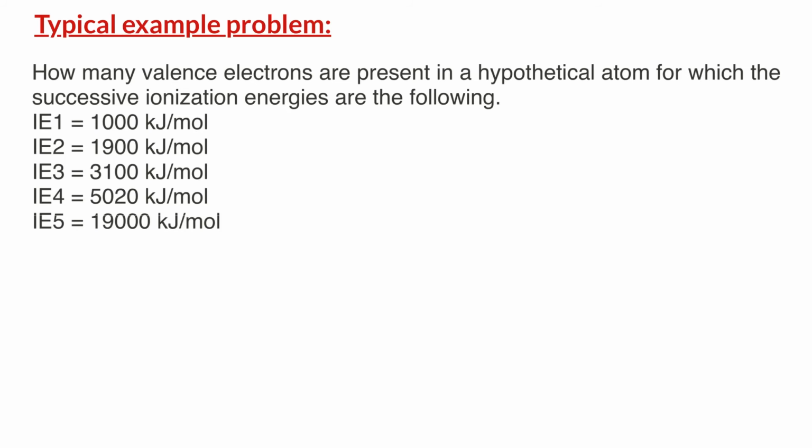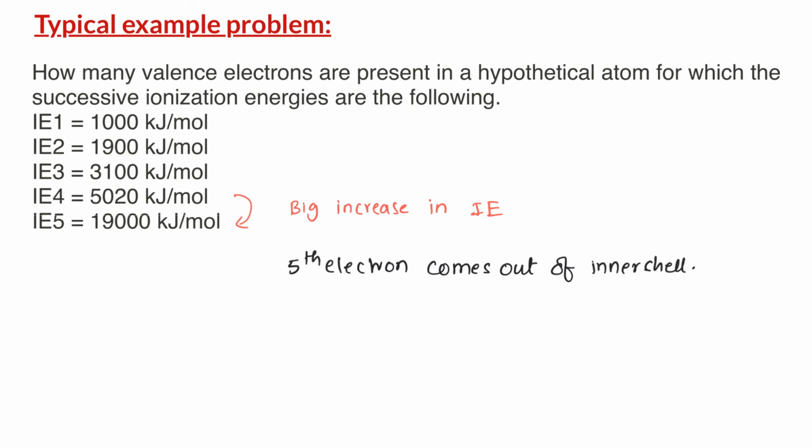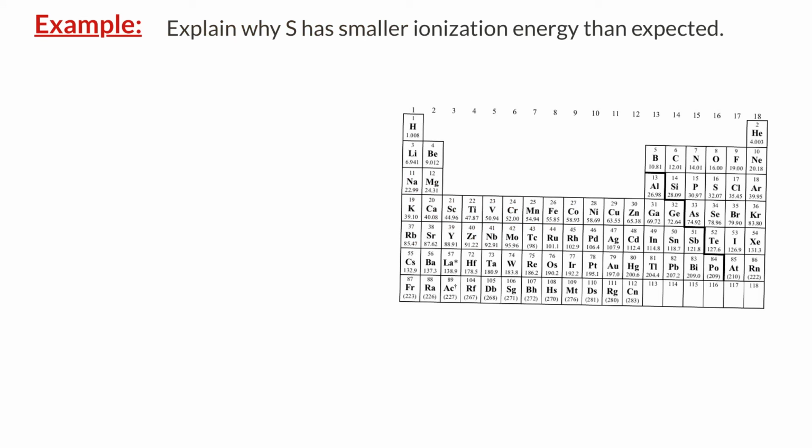Ionization energy 1 is 1000 kilojoules per mole. IE2 is 1900. IE3 is 3100. IE4 is 5020. And IE5 is 19,000. Since there is a big jump in the energy required between IE4 and IE5, we can say that the fifth electron should come from the inner shell, and the atom should have 4 electrons in the outermost shell or the valence shell. Let us do another example problem.